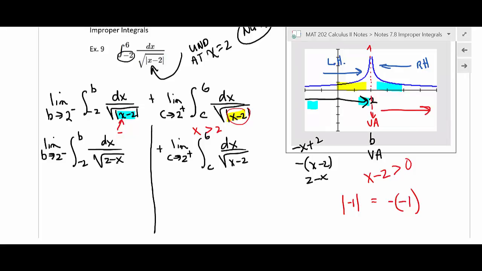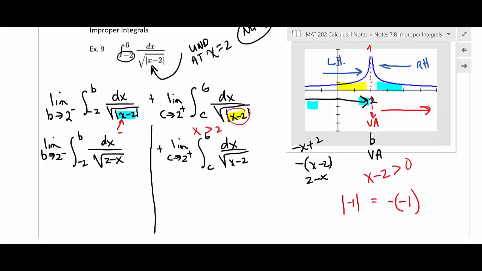Okay. It's approaching 2 to the left. Yeah, but the thing is we're looking at x values that are all less than 2. So when we do the absolute value of x minus 2 in here, you're going to get a negative answer. When you do the absolute value of x minus 2 over here, you get a positive answer. Okay? That's the idea. So that's how you have to handle absolute value when you're doing a derivative or an integral. You got to go like that.